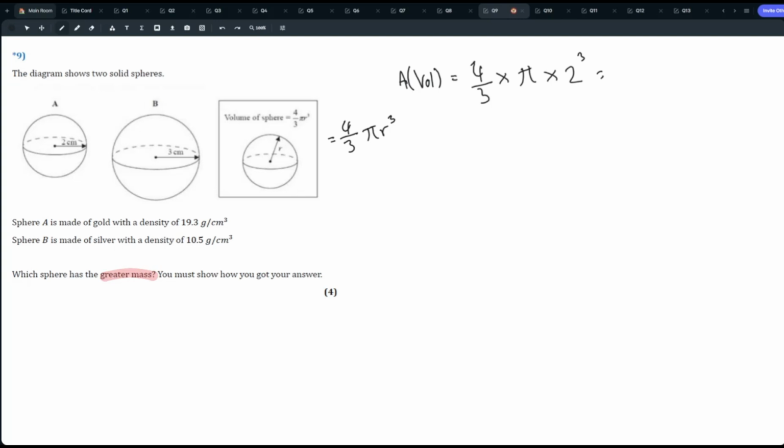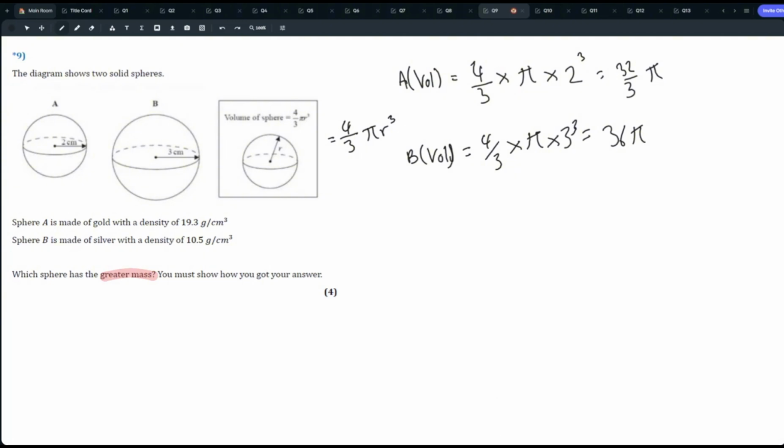And if we do that, we get 32 over 3 pi. Remember, this is a calculator question, but you want to leave it in pi because that's the exact form, and it's easier to deal with the exact form than decimals at this moment in time. Let's do B, volume. That's going to be 4 over 3 times pi. Now the radius is 3, so 3 cubed, and if we do that, we get 36 pi.